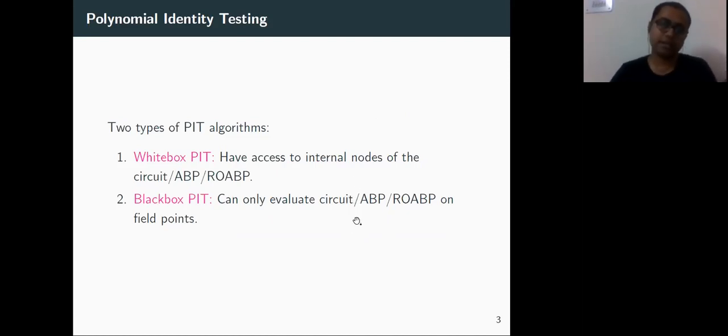In white box PIT, you can see the internal nodes of the representation. Be it a circuit, ABP or ROABP, you can see inside, and while giving a PIT algorithm, you have access to the circuit. In black box PIT, however, it is a bit more difficult. You cannot see inside the circuit, the ABP, or the ROABP, but you can only evaluate the polynomial. For all of these representations, you can evaluate the polynomial in time polynomial in the size of the circuit or ABP. So it is like an oracle. You give a field point as input, and it gives you the value of that polynomial at that field point. I hope that it is clear.